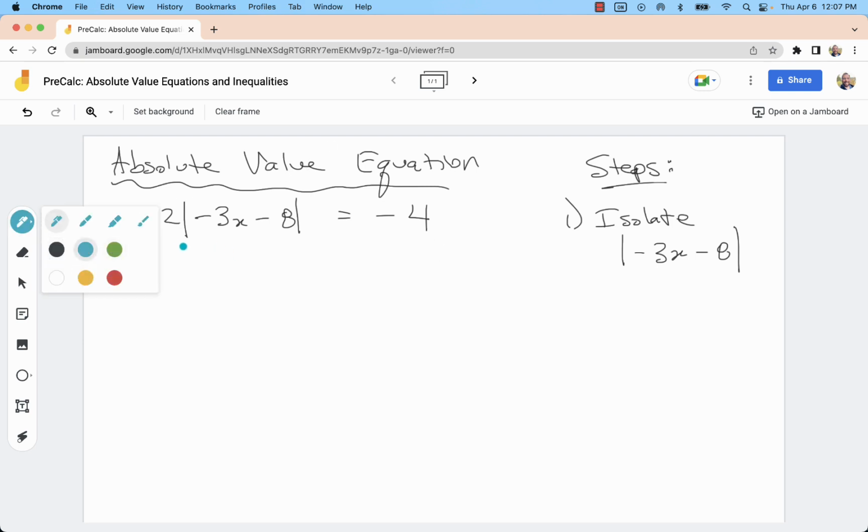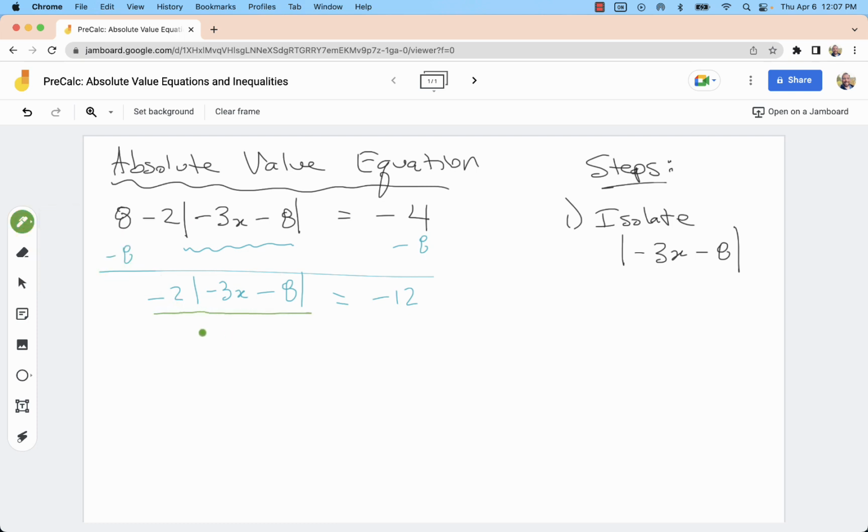I'm just trying to get this by itself. So the first step will be to get rid of that constant using addition or subtraction. And negative 4 minus an additional 8 is negative 12. And then division of the left-hand side by negative 2 to cancel, and the right side as well. So now we've got a simplified version of this. Absolute value is all by itself, and we have 6 on the right.